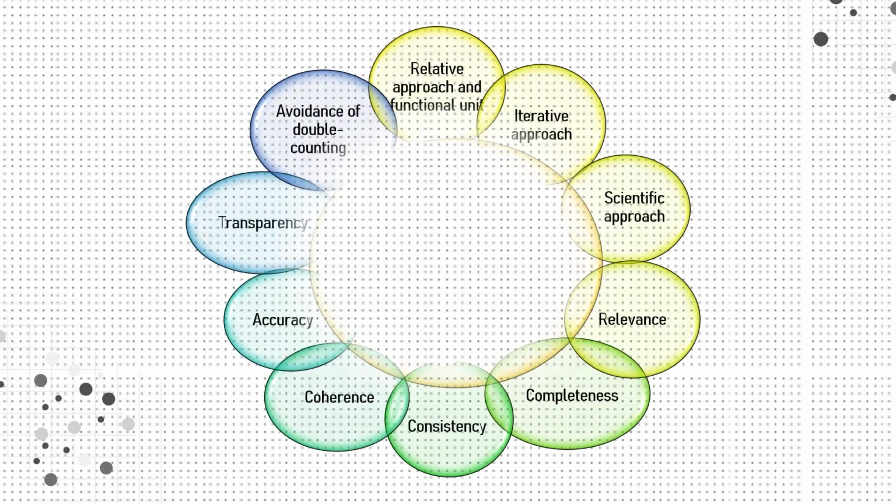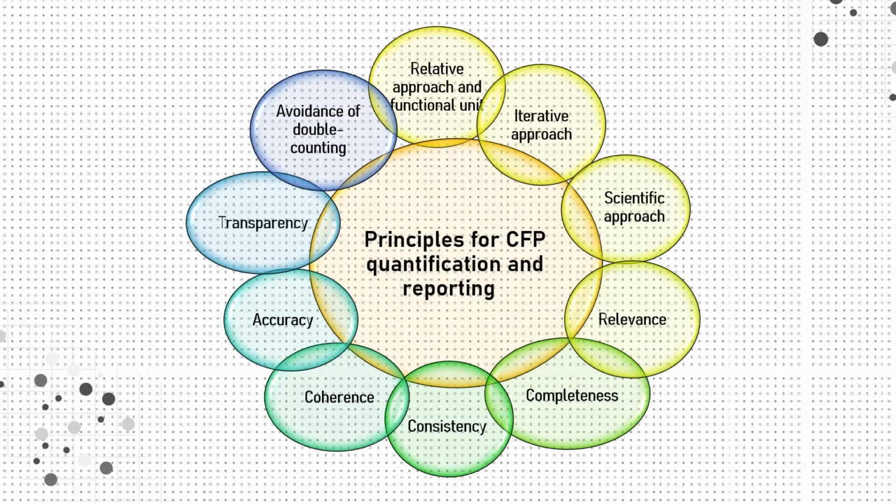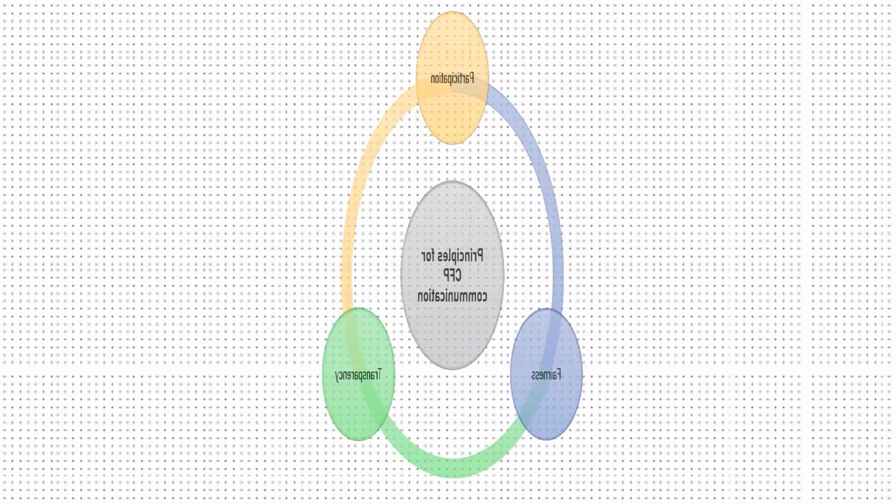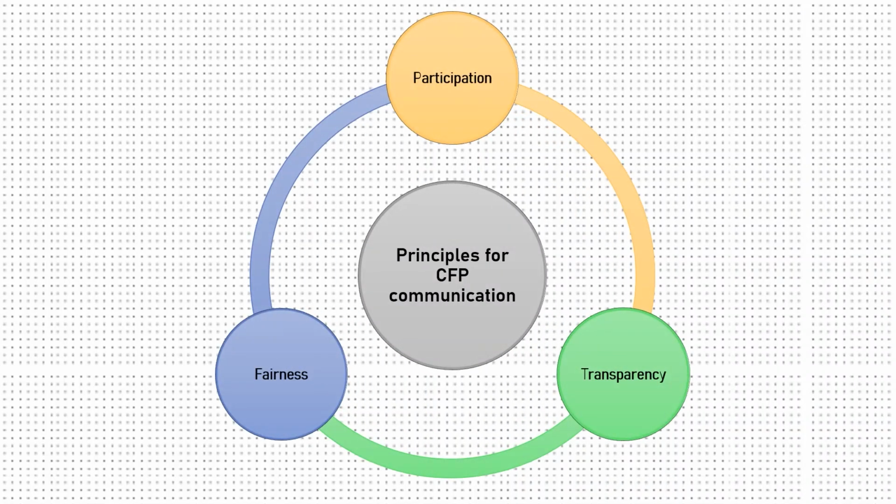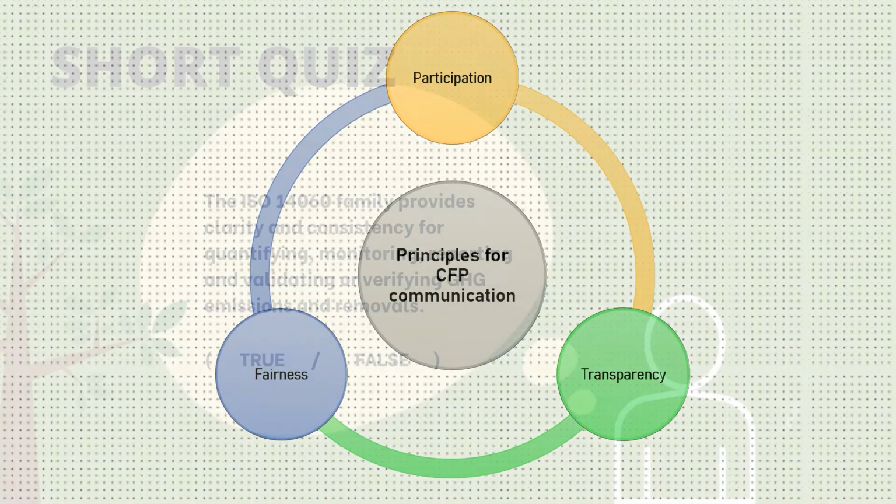Principles for CFP quantification and reporting. Relative approach and functional unit. Iterative approach. Scientific approach. Relevance. Completeness. Consistency. Coherence. Accuracy. Transparency, and lastly, avoidance of double counting. There are three principles for CFP communication, which are participation, transparency, and fairness.